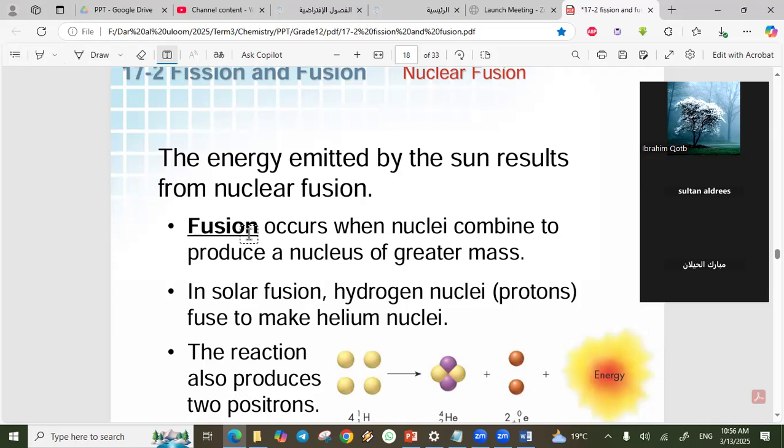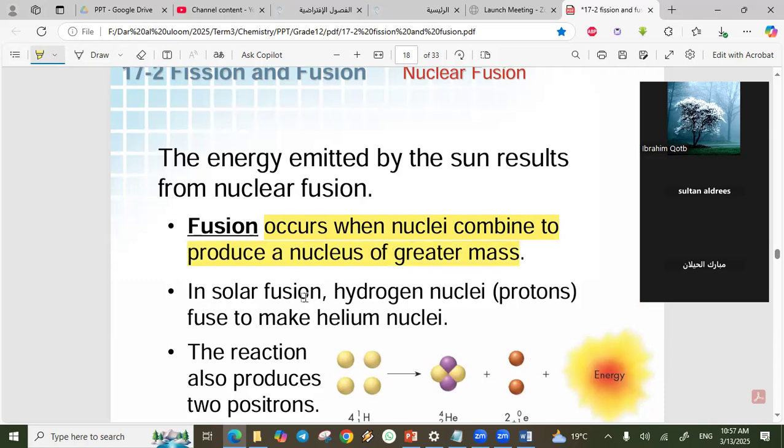Fusion occurs when nuclei combine to produce a nucleus of greater mass. Very nice. So fusion here occurs when nuclei combine to produce a nucleus of greater mass.